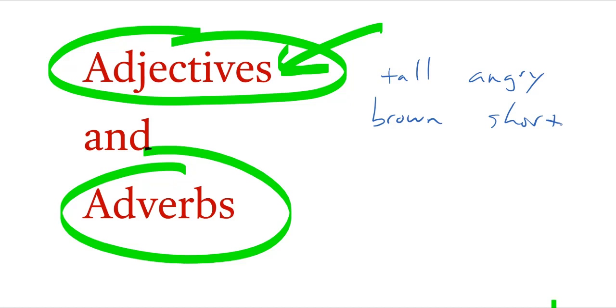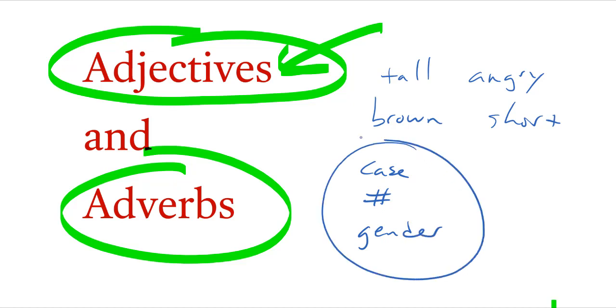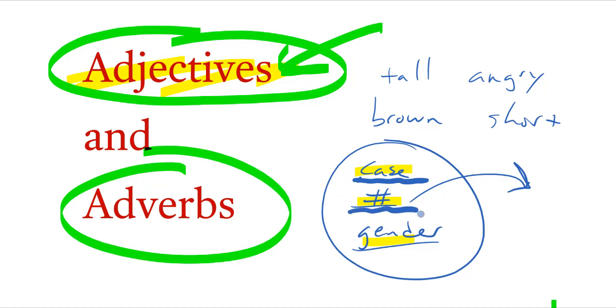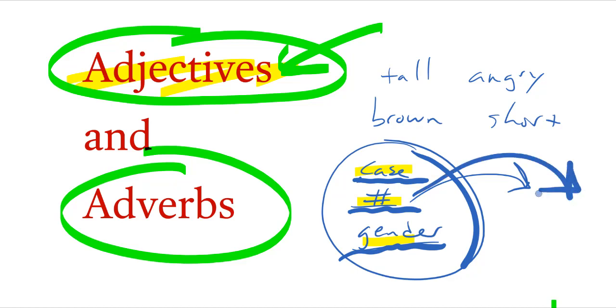But how are Greek adjectives different from English adjectives? Well, there's one main way. Greek adjectives have case, number, and gender, just like Greek nouns. They match the nouns they modify in case, number, and gender. That's the big concept with adjectives. So, for example, they're nominative, genitive, dative, or accusative. They're singular or plural. They're masculine, feminine, or neuter. And that is determined by the noun that they're modifying.